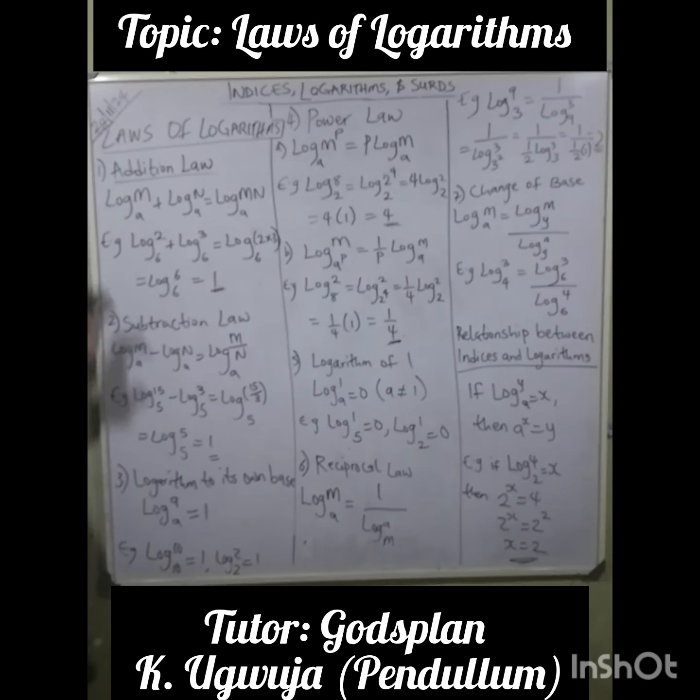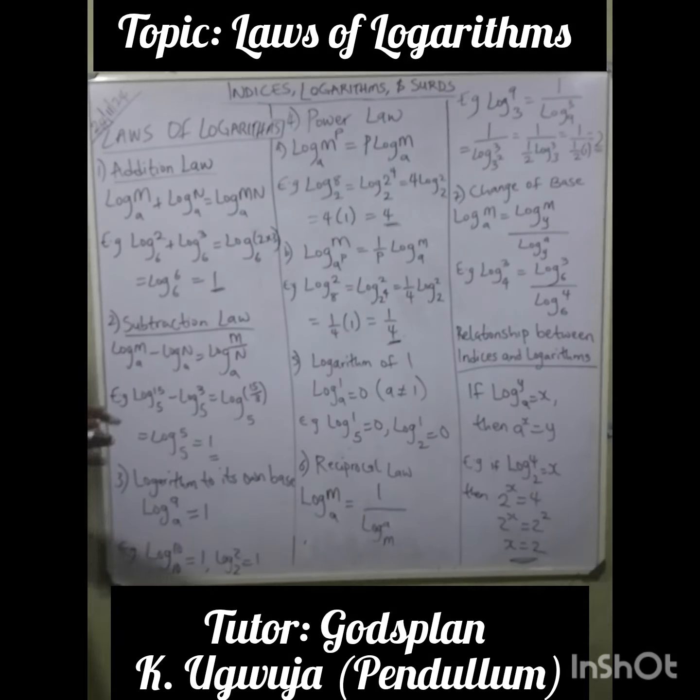But what you should know from this first law: if you're adding two logarithms and their bases are the same, pick one of the logarithms and the base, and then multiply the two numbers in front of each log. Even if there are 4 logs, the same thing. Multiply all the 4 numbers as far as their bases are the same. Now we have the subtraction law.